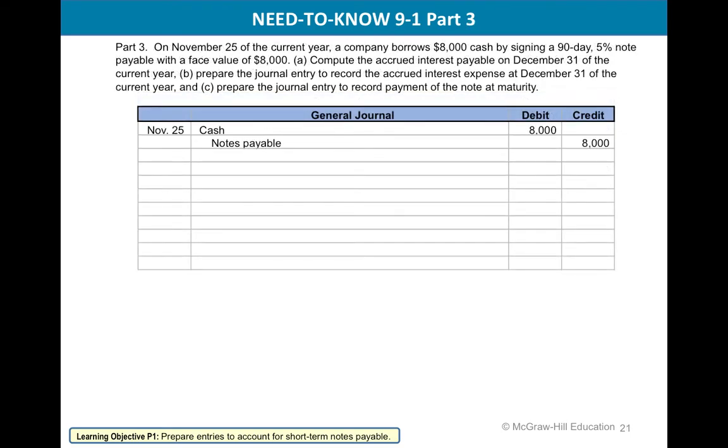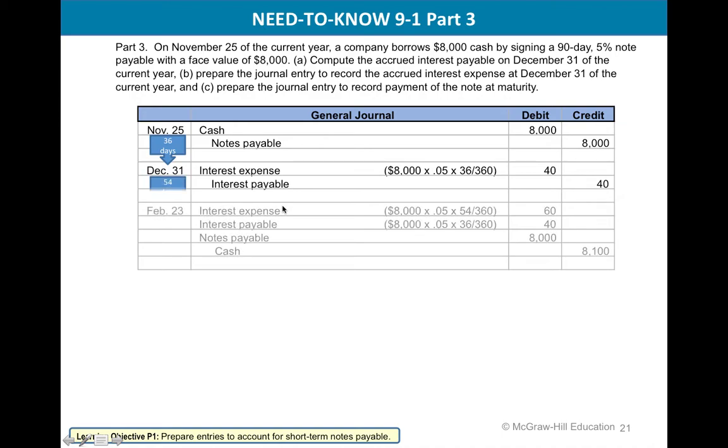And again, we were talking earlier about what happens with the notes. When you first get a note, you record cash and notes payable. Then accrue the interest from November 25th to December 31. That's 36 days you accrue for interest. And the last part, we want to pay it all back. Remember, we have the interest payable, the interest expense for that current year portion, the notes payable, and the cash.